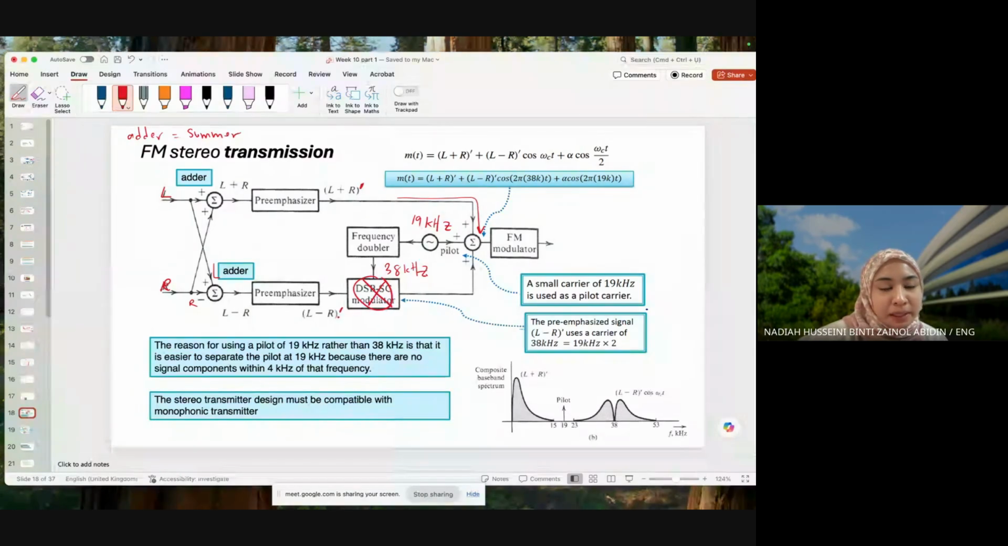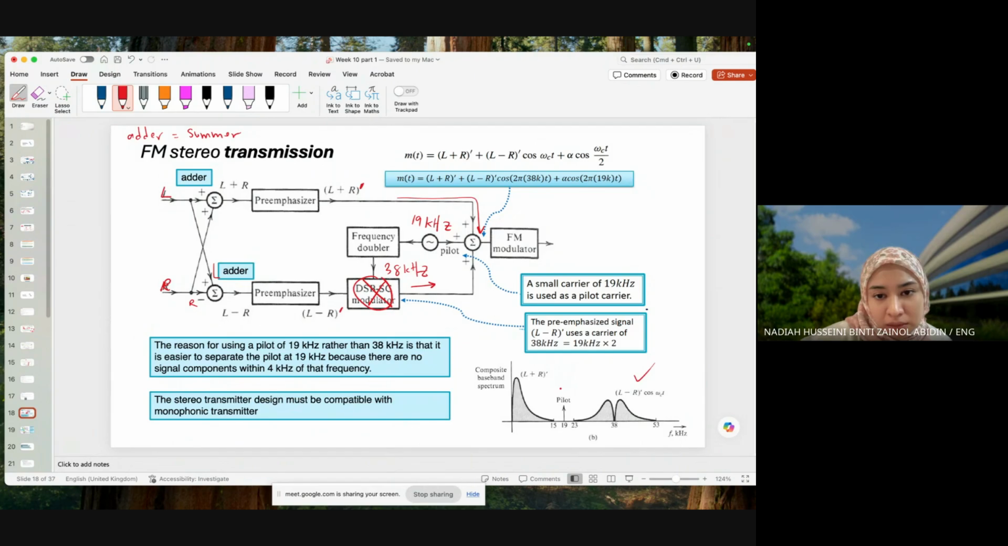So now we have L minus R with 38 kilohertz mixed together. What will happen? We'll discuss that. And then the output of that will be passed through an adder circuit over here. The pilot signal of 19 kilohertz will also be added to the adder circuit. So at this point, this forms a complex broadband signal that looks like this.